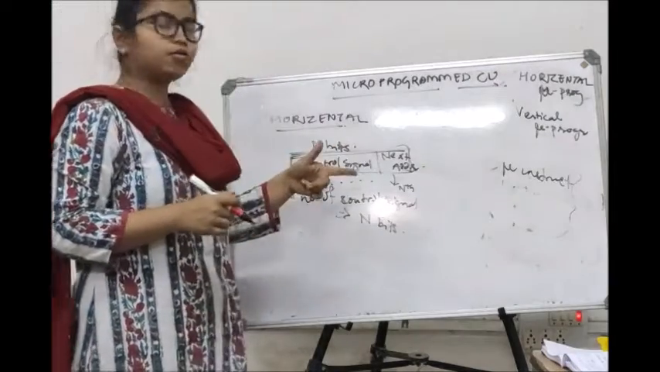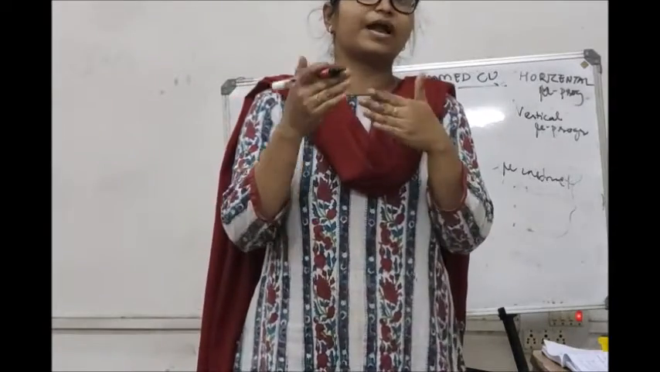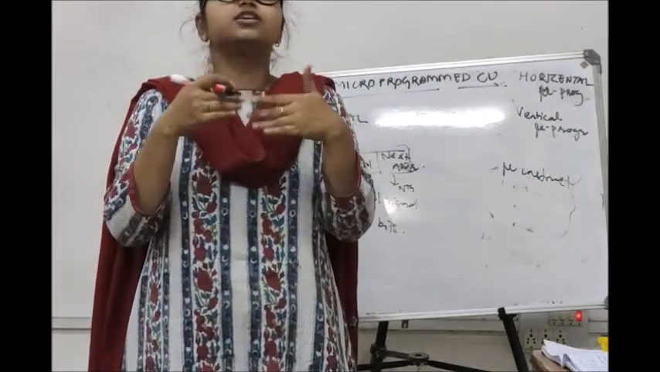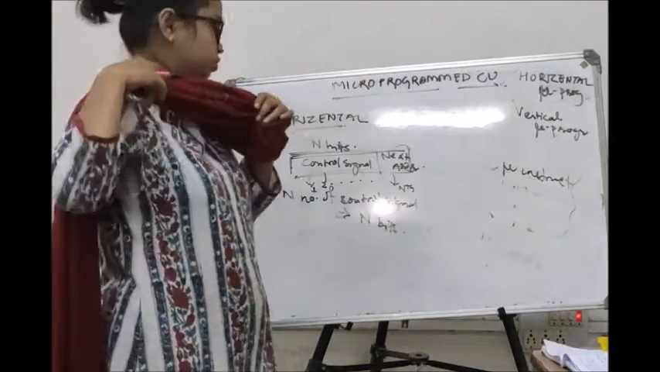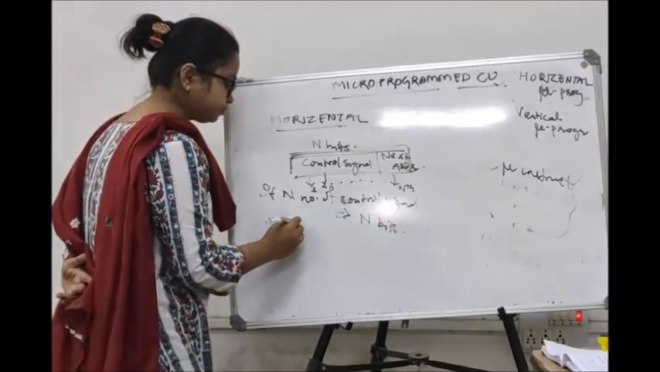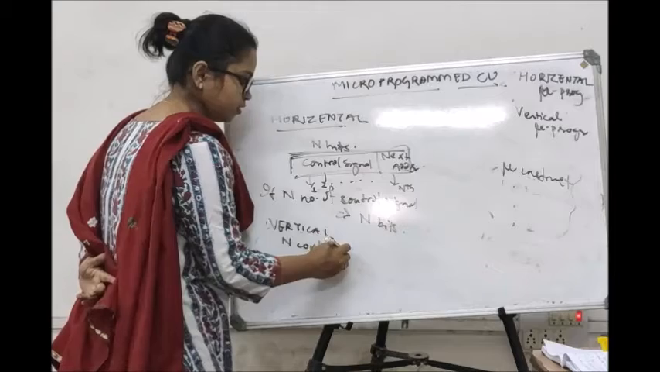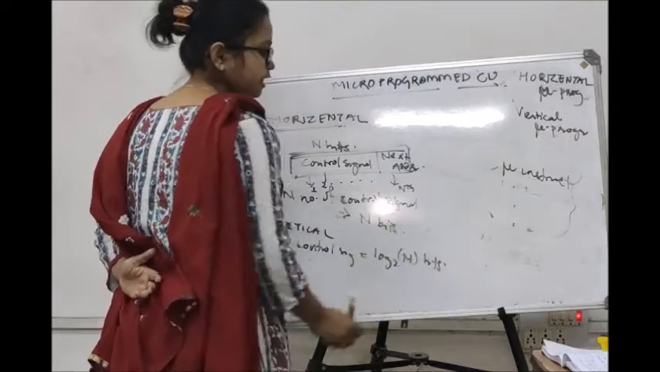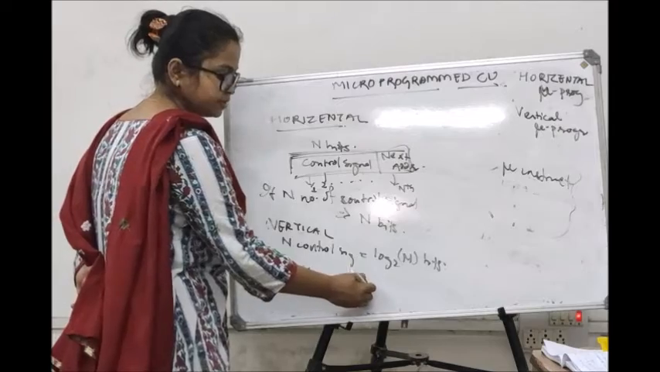Now, but in vertical, we need less space. So it is better. Why is it better? Because if we can store large data in less space, then it is more efficient, in terms of space complexity. In vertical, to represent n control signals, we need log base 2 of n bits. That means if there are 64 control signals, we need 6 bits.